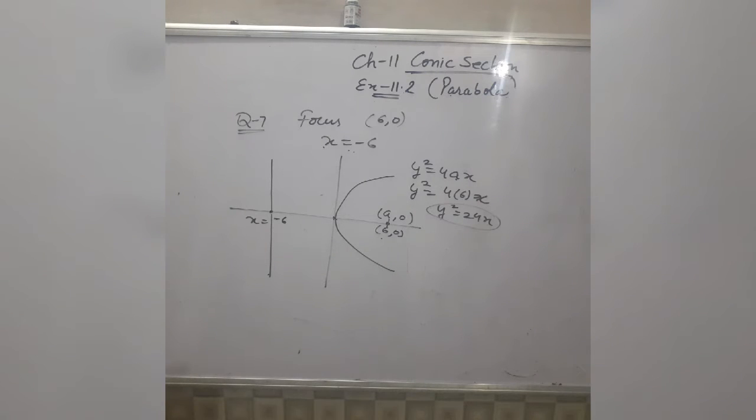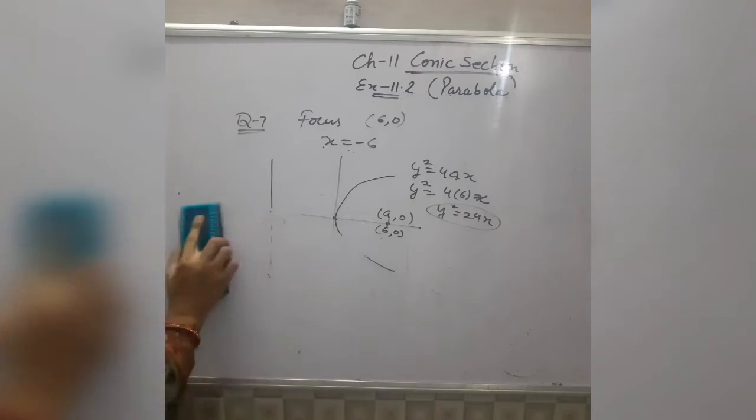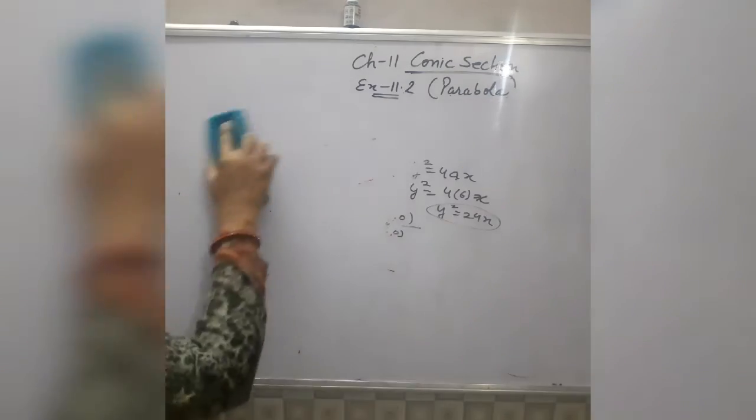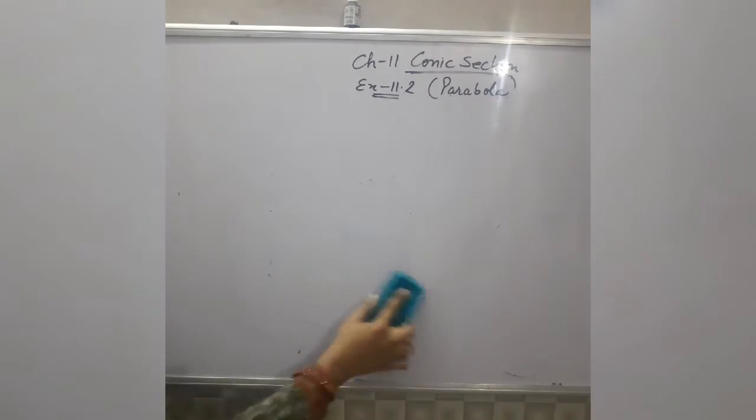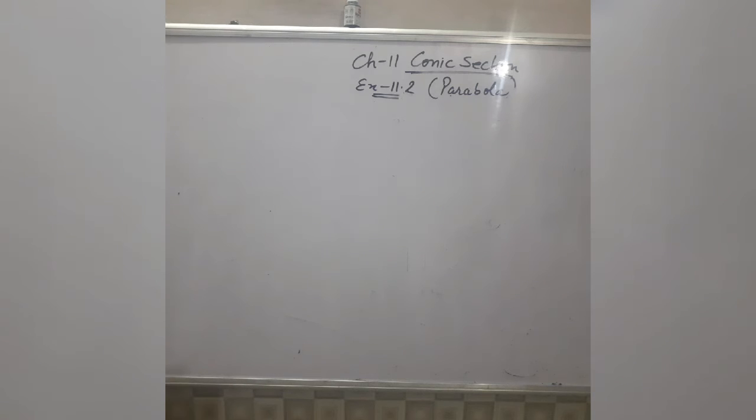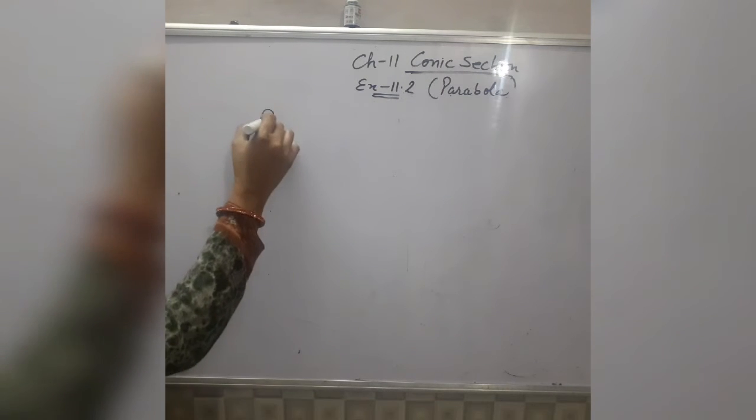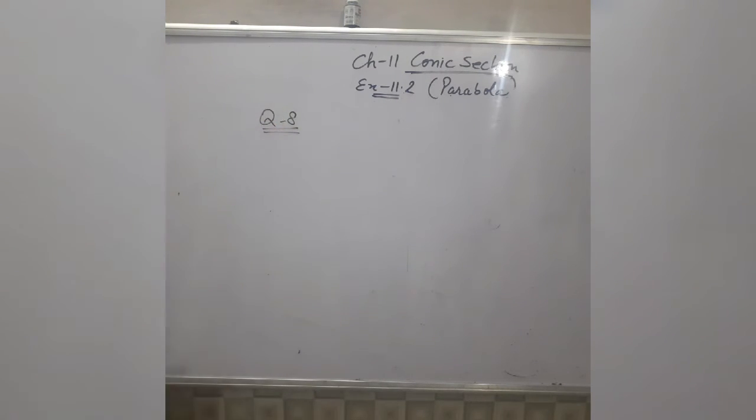So from question number 7 to 12, these questions are the reverse of the first 6 questions. In the first 6 questions, the equation of the parabola was given to you, and we had to find terms related to the parabola, meaning focus, directrix, axis of the parabola. Now a few terms related to the parabola are given to you and we are finding the equation of the parabola.